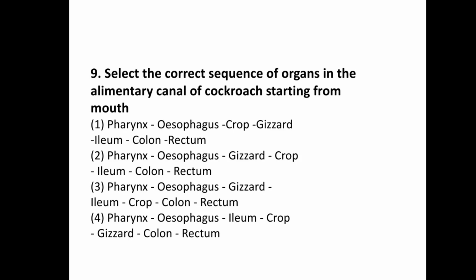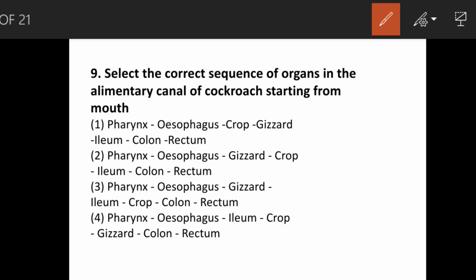Next we see, select the correct sequence of organ in the alimentary canal of cockroach starting from mouth. And here are four options. First is pharynx, esophagus, crop, gizzard, ileum, colon, rectum. Second one is pharynx, esophagus, gizzard, crop, ileum, colon, rectum. Third one is pharynx, esophagus, gizzard, ileum, crop, colon, rectum. Fourth one is pharynx, esophagus, ileum, crop, gizzard, colon, rectum. Student, comment your answer.